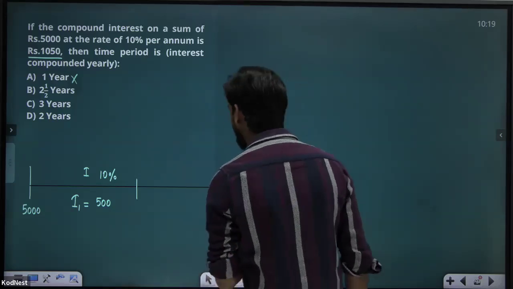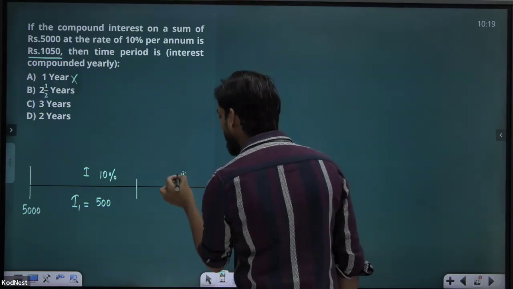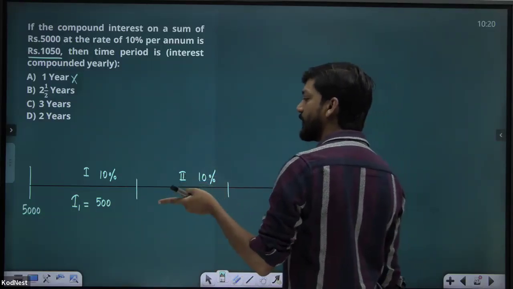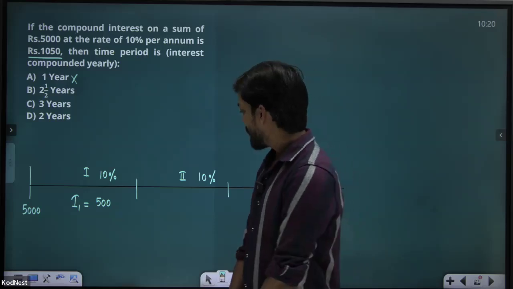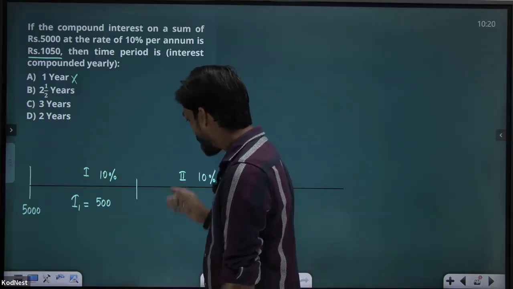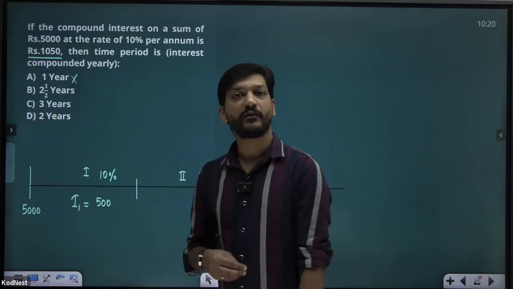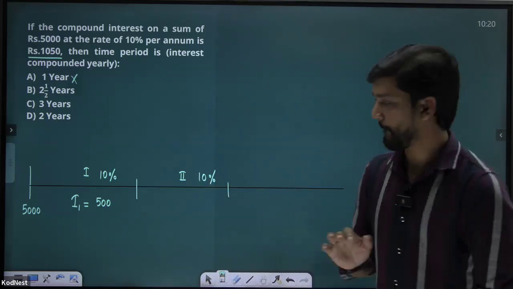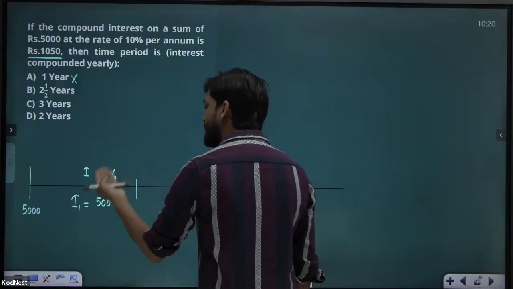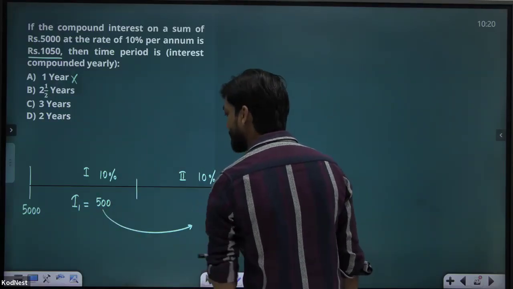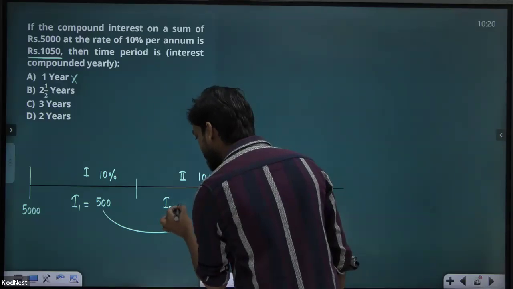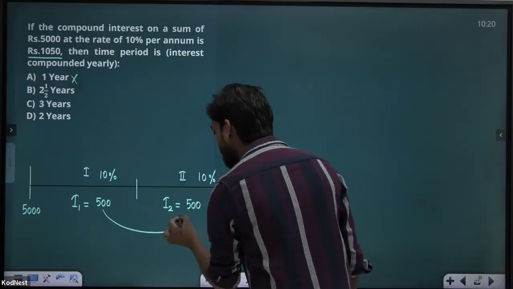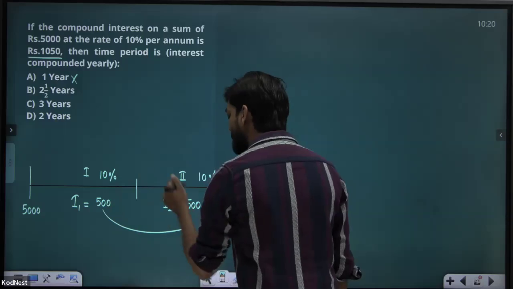Now take the second year. If I take the second year, again I will calculate 10% on two values, principal and previous interest. So when I stand here, I have the principal. Do I have previous interest now? Yes, for second year, previous year is first year. So this is your previous interest. So interest of second year comes out to be 10% of principal, 500, plus 10% of previous interest, that is 50.